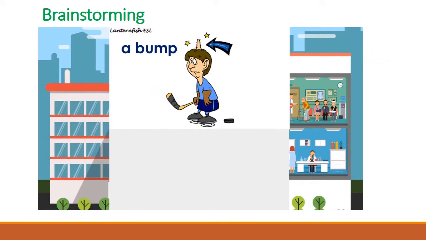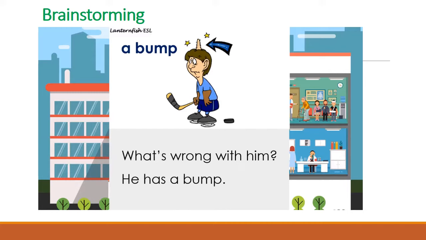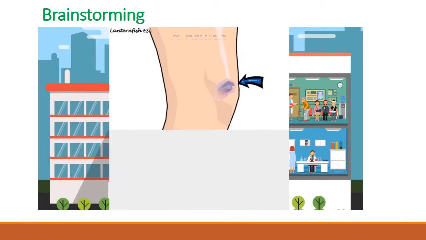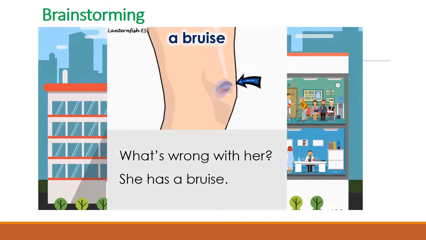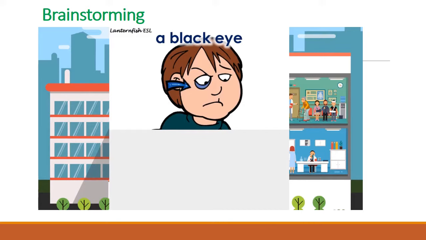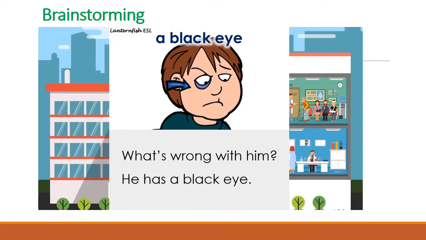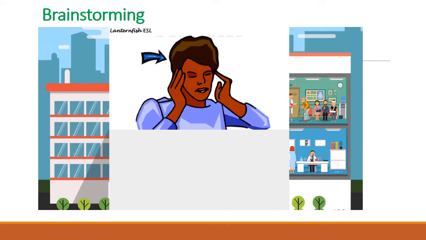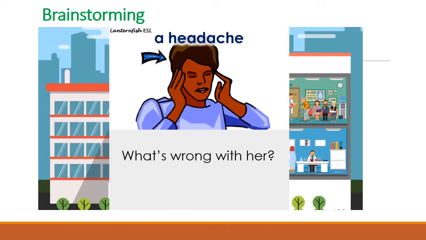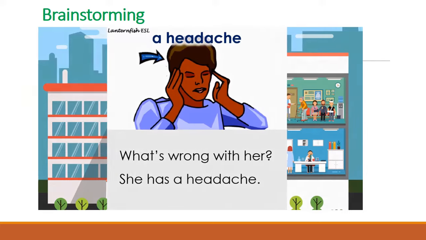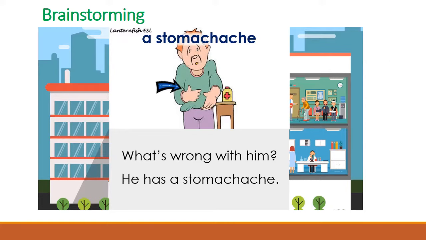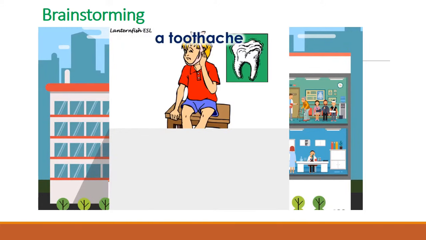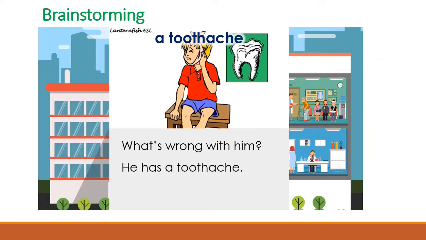A bump. What's wrong with him? He has a bump. A bruise. What's wrong with her? She has a bruise. A black eye. What's wrong with him? He has a black eye. A headache. What's wrong with her? She has a headache. A stomach ache. What's wrong with him? He has a stomach ache. A toothache. What's wrong with him? He has a toothache. Maybe he has a cavity.